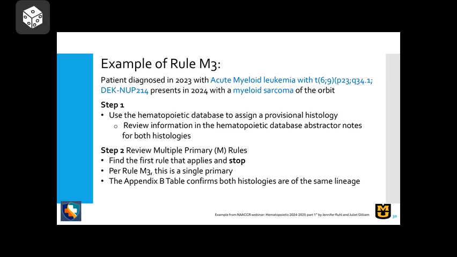Step 1. Use the hematopoietic database to assign a provisional histology. Review information in the hematopoietic database abstractor notes for both histologies. Step 2. Review multiple primary rules. Find the first rule that applies and stop. Per Rule M3, this is a single primary. The Appendix B table confirms both histologies are of the same lineage.